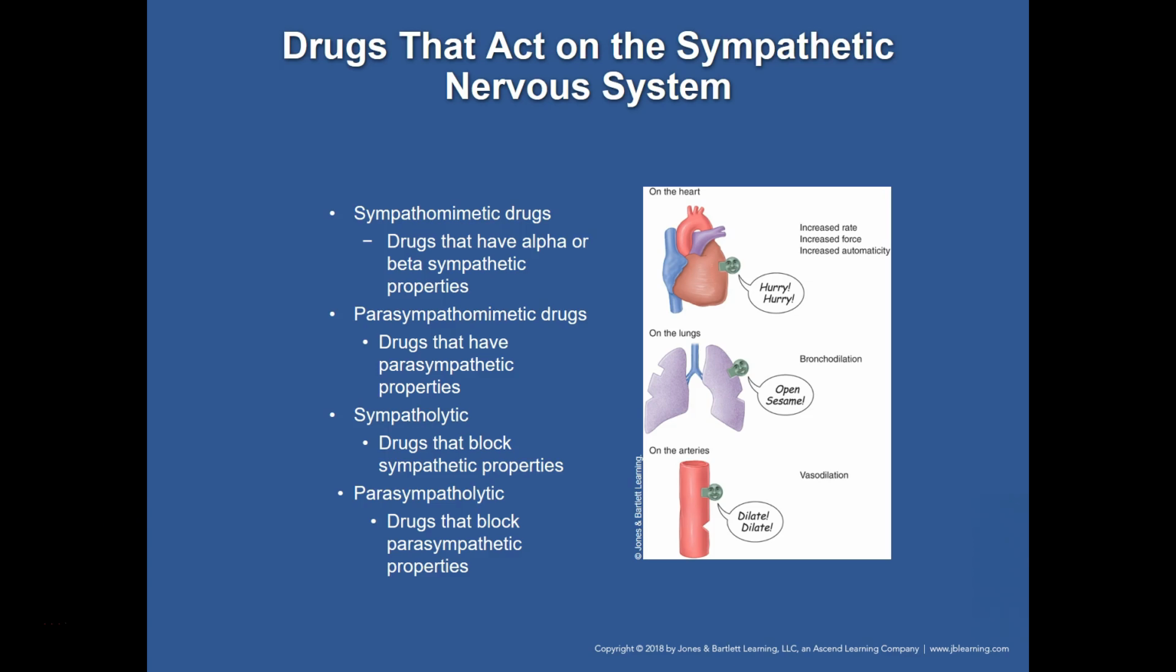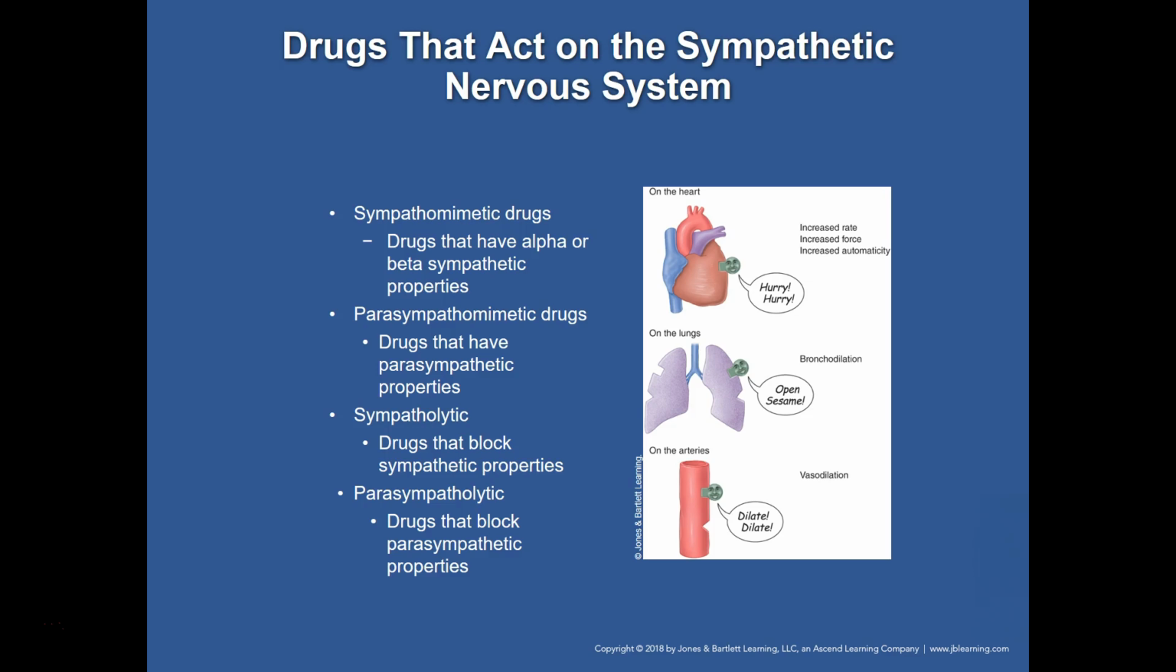when we give a drug that stimulates or mimics the effects of the sympathetic nervous system, we call it a sympathomimetic, because it mimics what a sympathetic nervous system response would be. So these are drugs that have alpha or beta sympathetic properties, and we call it a sympathomimetic. So epinephrine would be considered a sympathomimetic. Dopamine would be considered a sympathomimetic.